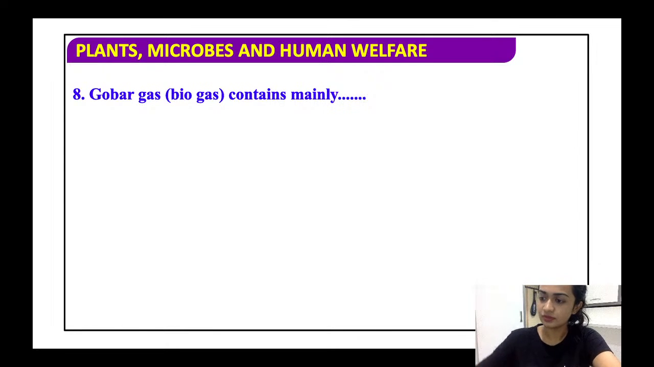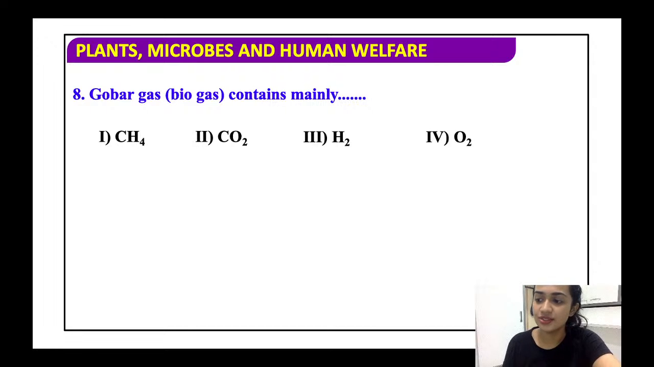Fine. So, gobar gas, that is biogas, mainly consists of CH4, CO2, H2, O2. Which ones does it contain? You have to tell me.